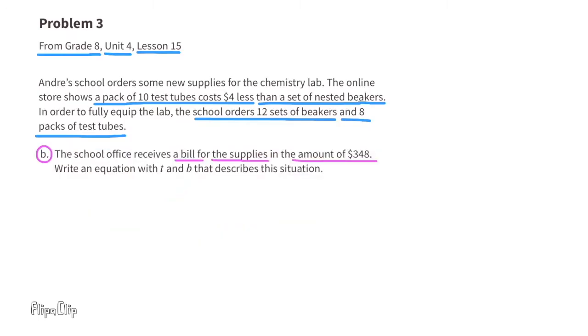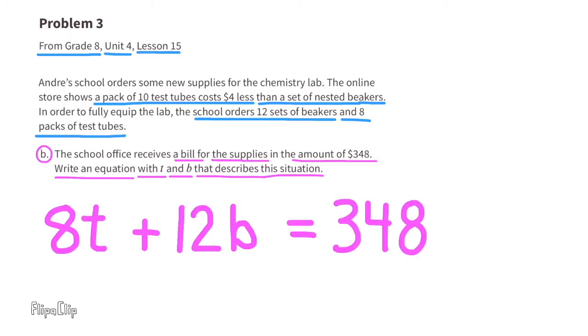B. The school office receives a bill for the supplies in the amount of $348. Write an equation with T and B that describes this situation. The bill for $348 represents the cost of the test tubes and the cost of the beakers. 8 sets of test tubes and 12 sets of beakers cost $348. So the equation reads 8T plus 12B equals 348.